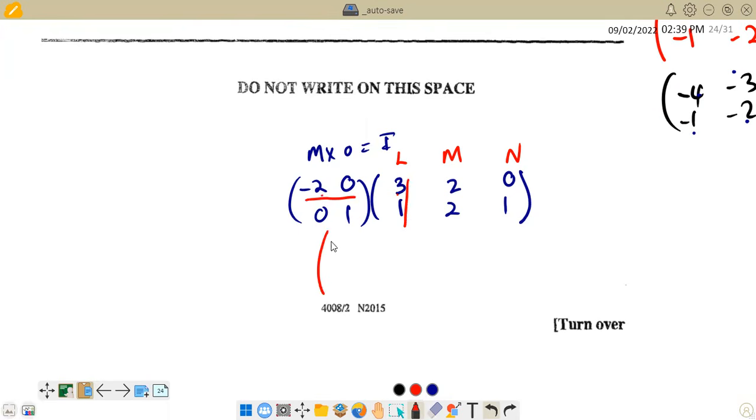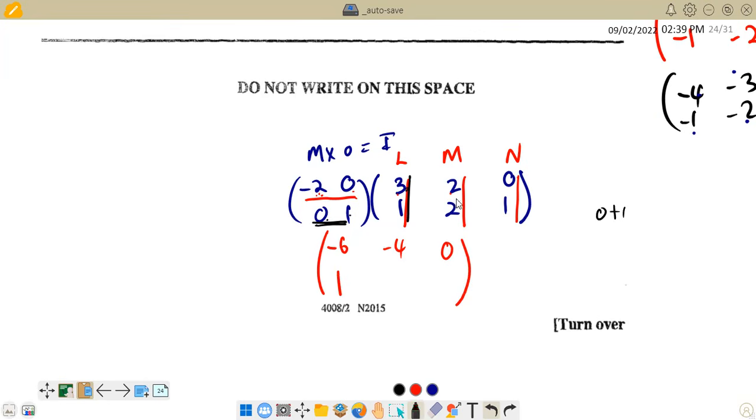Minus 2 times 3 is minus 6, plus 0 times 1 is 0, so minus 6. This row and this column: minus 2 times 2 is negative 4, 0 times 2 is 0, we're done. We move on to this column: negative 2 times 0 is 0, 0 times 0 is 0, so you just get a 0 here. Then we move on to this row, back to the first column: 0 times 3 is 0, 1 times 1 is 1, so if we add, we obtain a 1 here.